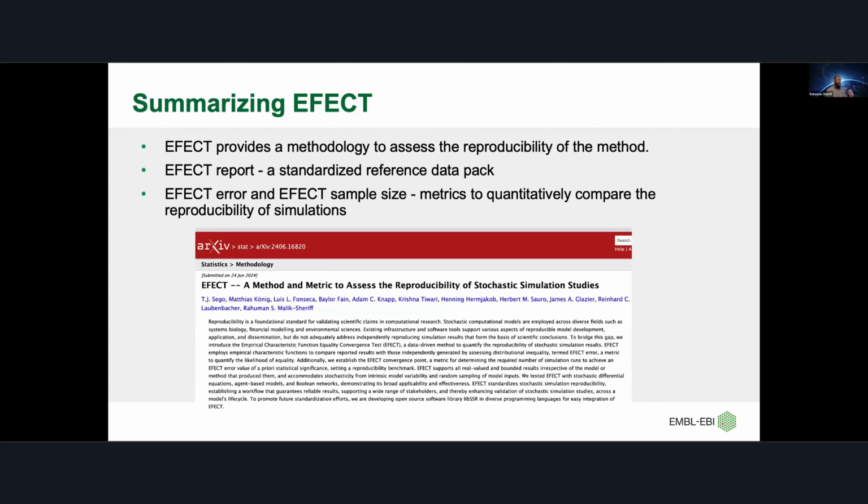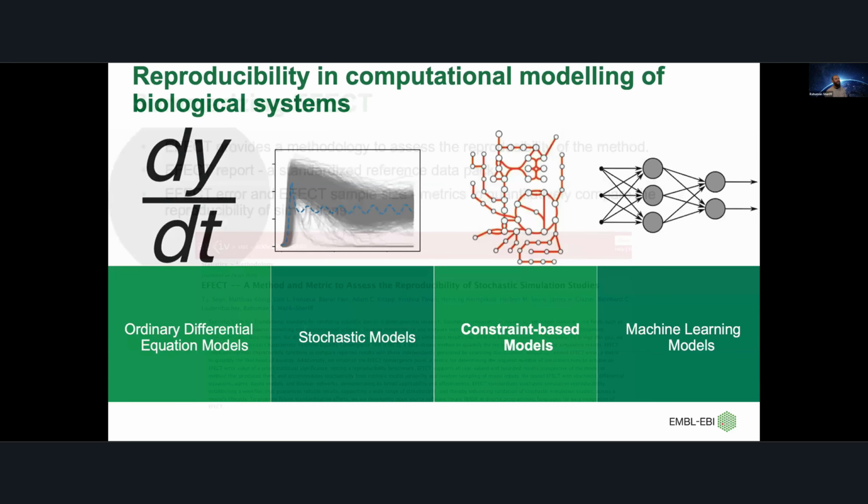So EFFECT helps us by providing this new method that assesses reproducibility of stochastic simulation. We have a standardized way to export a reference data set, and it also helps you to identify the sample size that's needed and also reports a quantitative metric called effect error to quantitatively assess if things are reproducible. Okay, let's move on quickly because I'm running out of time.